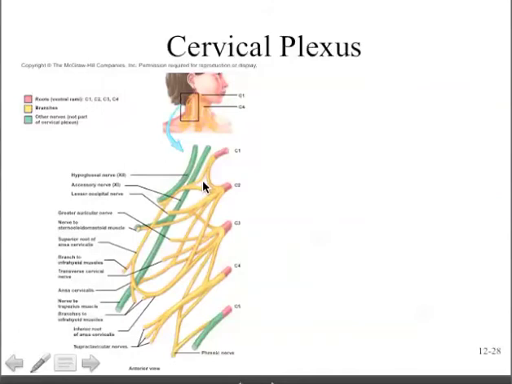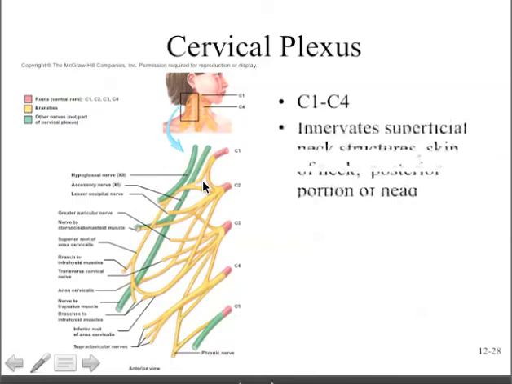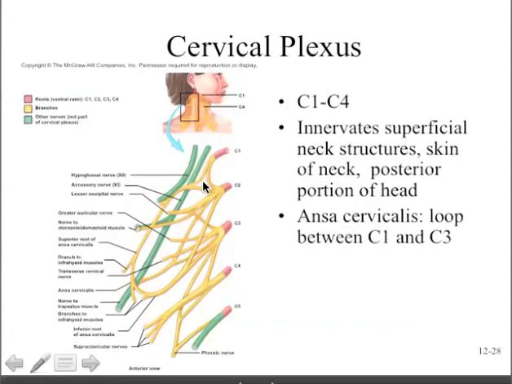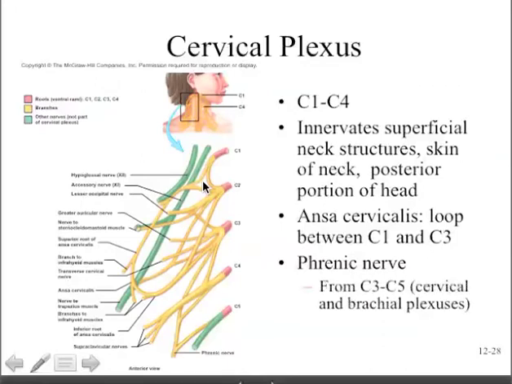So if we look at the cervical plexus that's in the neck, C1 through C4 innervate superficial neck structures as well as the skin of the neck and the posterior portion of the head. The ansa cervicalis is a loop between C1 and C3. The phrenic nerve is innervated by nerve roots from C3 through C5 that are part of the cervical and the brachial plexus. And they're important because they innervate the diaphragm.